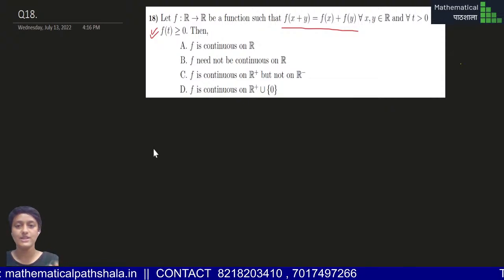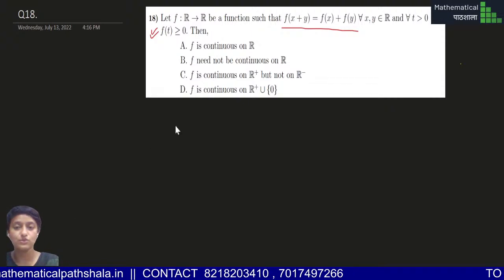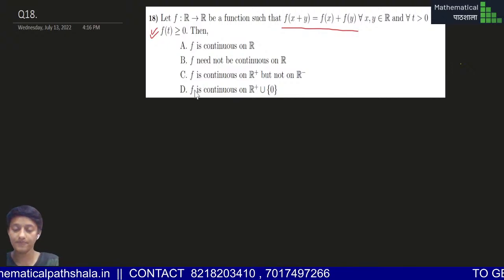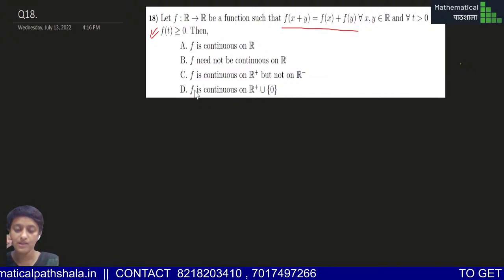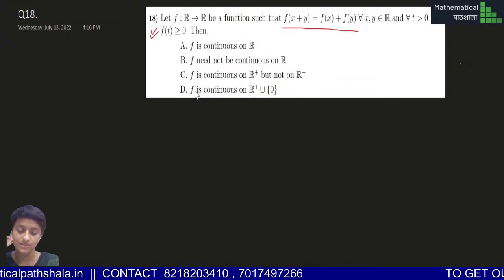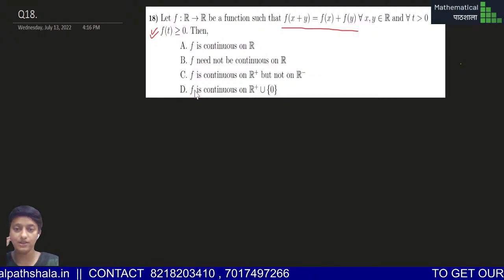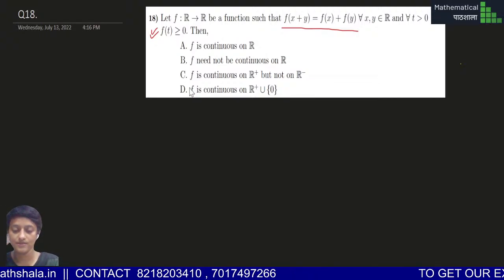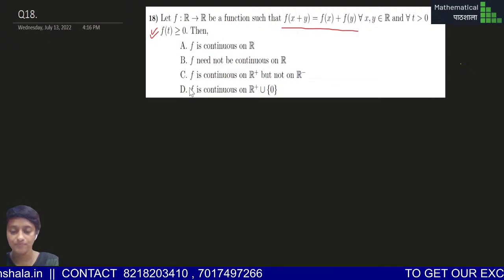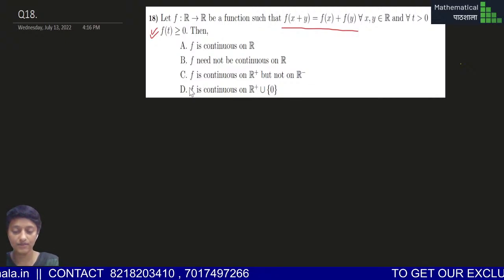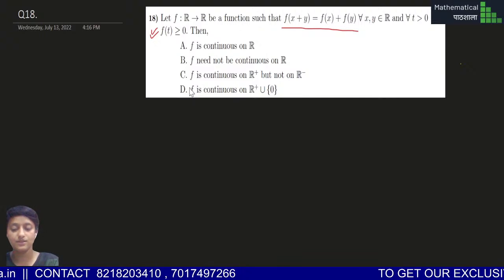Okay, you can type in the comment section and I will solve it for you. F is continuous on R. Cauchy functional equation, A and D. Okay. Good try. Qasim, Ankit and Purva, Nikita, Cauchy functional equation. Good.